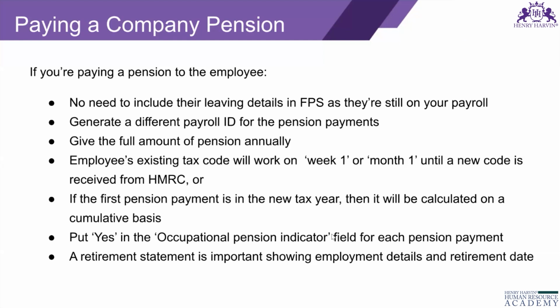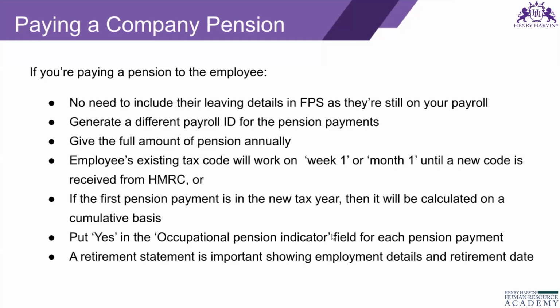And then give the full amount of pension annually. So normally in UK, the standard process is to pay pension annually. But if there is a provision, the employee wants monthly or quarterly, and the pension scheme provides that facility, that could be paid monthly or quarterly as well. It will be like a same payroll, normal payroll. Instead of salary, there will be a pension component.